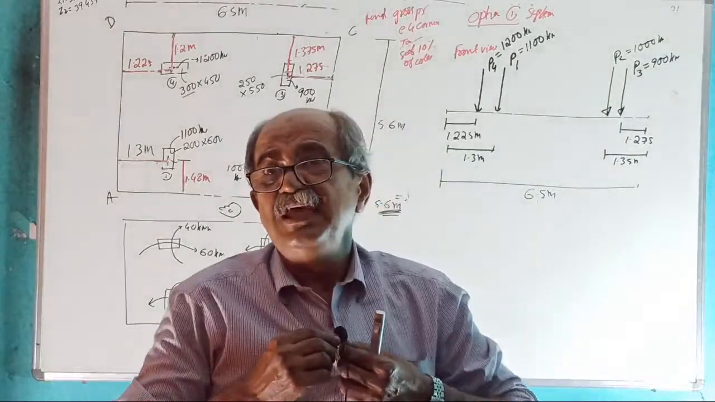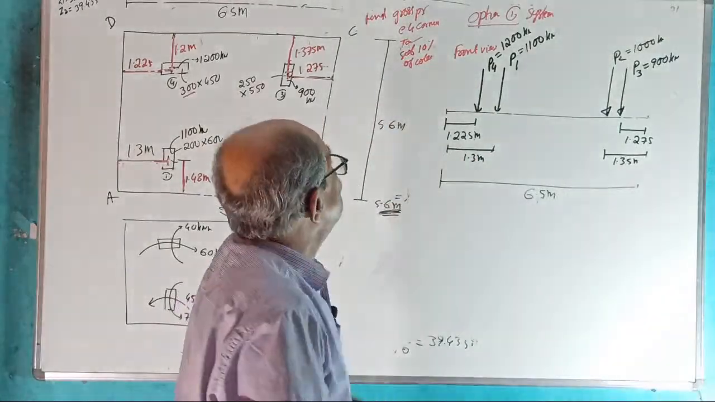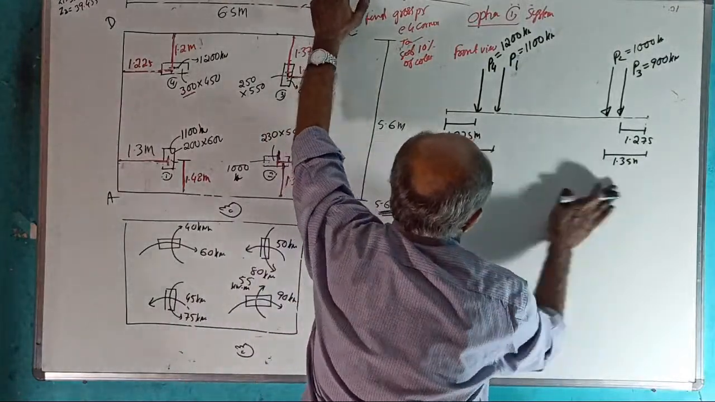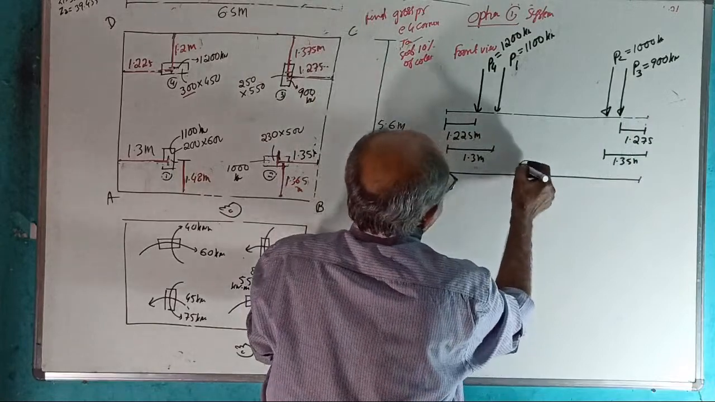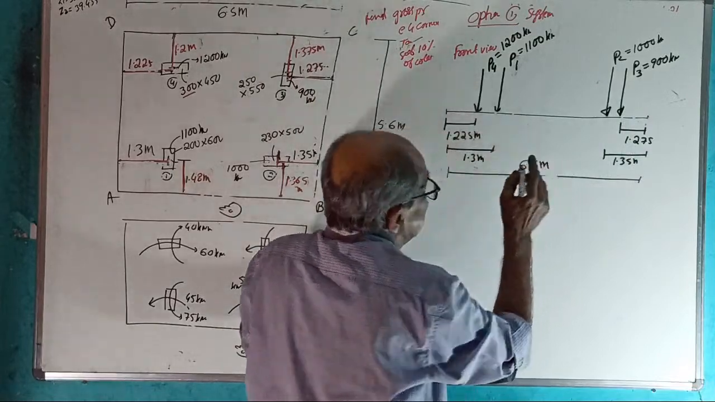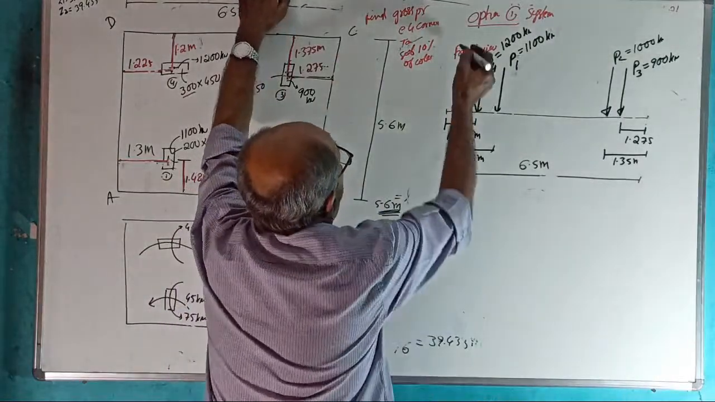Now see, option 1 I am telling. This is common for both the options. I will do one thing now. See, this is how much distance? This is 6.5 meter. This is common for both the options. Okay, now come to option 1.